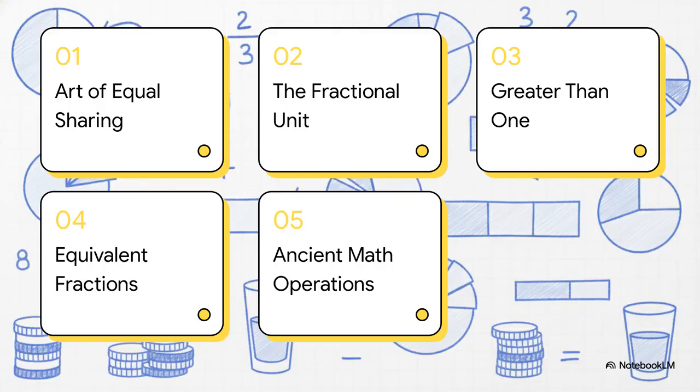Here's our quick roadmap for this explainer. We'll start with 1, the art of equal sharing. Then move to 2, meet the fractional unit. 3, fractions greater than 1. 4, comparing equivalent fractions. And finally, wrap up with 5, ancient math and operations.